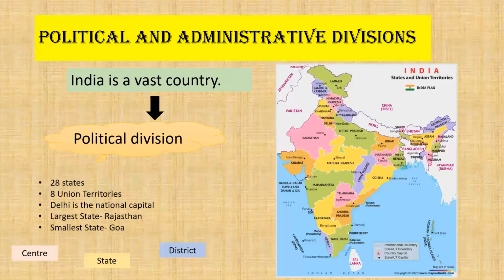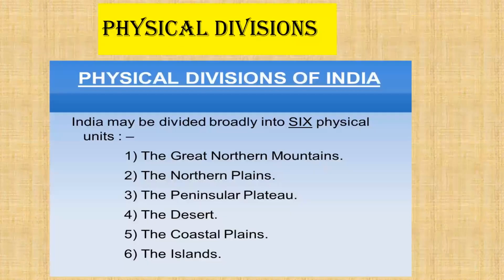Next are the political and administrative divisions. India is a vast country, class, so for administrative purposes we divide it into 28 states and 8 union territories. Delhi is the national capital, and the states have been formed mainly on the basis of their language.